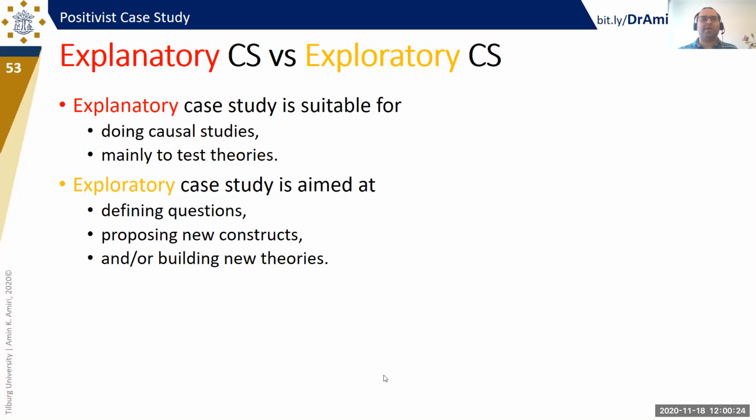So you use explanatory case study when you want to check causal relationships, and your goal is to test theories. You use exploratory case study when you need to even define the questions, you want to propose new constructs, and at the end, you want to build a new theory. So these can be your goals for either explanatory case study or exploratory case study.